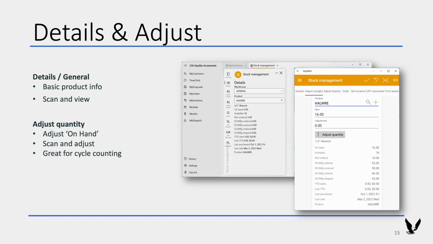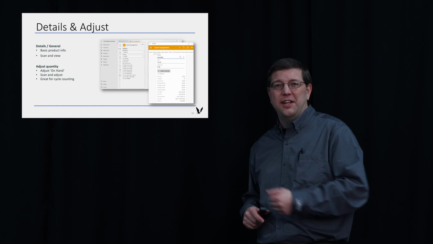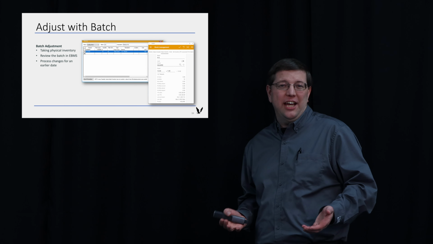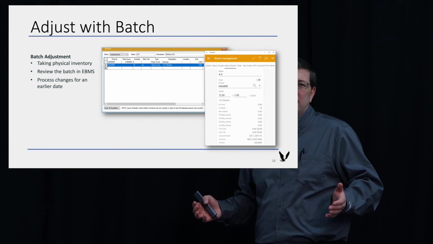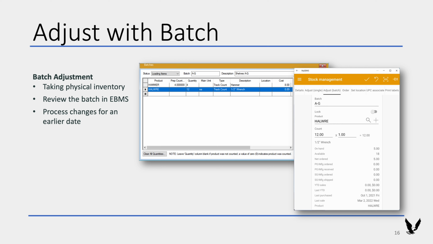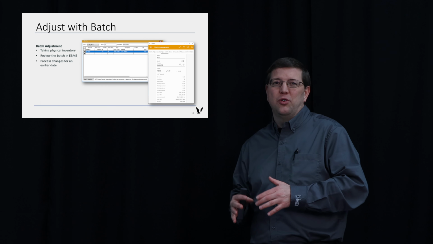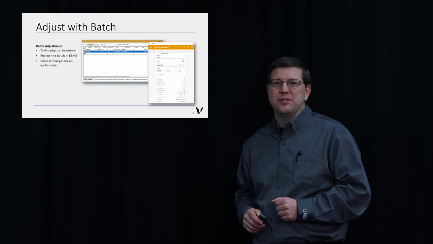A great tool for cycle counting is the adjust tab. Here you can scan an item and quickly adjust the on hand. If you're doing an annual physical inventory, you can use the adjust batch tab. And here you can select your batch that has been set up in EBMS and scan into it. This will allow an inventory controller to review the batch as it's been scanned and also do an adjustment for a previous day if they wish.